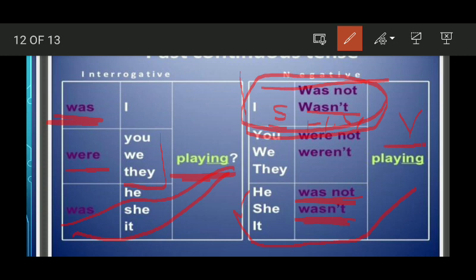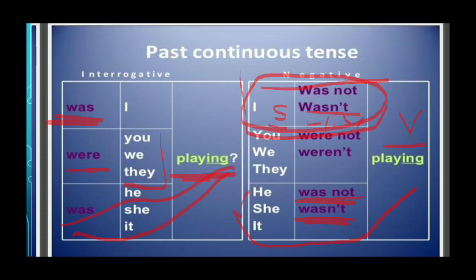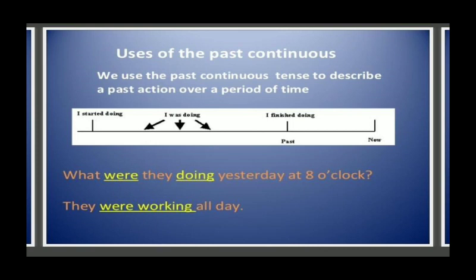So these are the helping verb and the sentences of the negative and interrogative past continuous tense. These were some common, general rules for changing any sentence into past continuous tense: interrogative, negative and affirmative. Okay, let us move on. Here you see the use of the past continuous tense. We use the past continuous tense to describe a past action over a period of time. Past action means the work which was done in the past over a period of time.